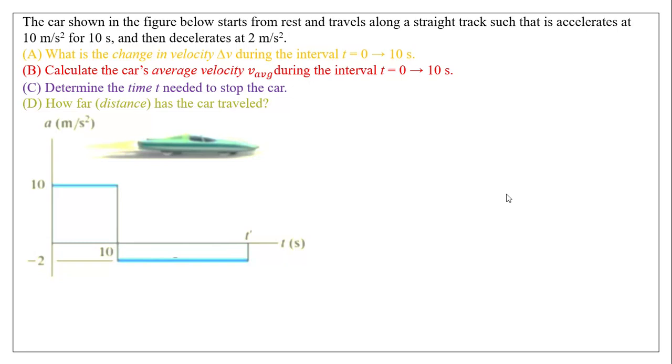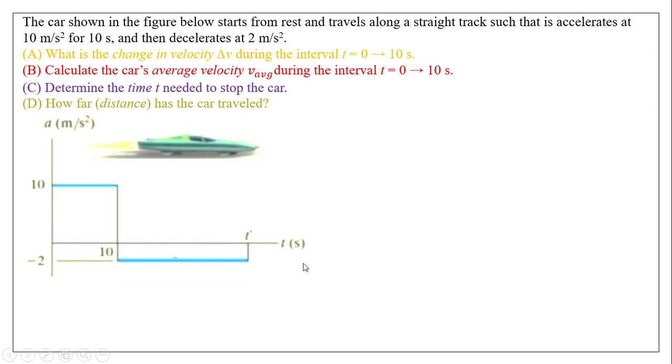All right, so here we have a car that starts from rest and it accelerates along a straight track. It says it accelerates at a rate of 10 meters per second squared for the first 10 seconds, and then it decelerates at 2 meters per second squared till whatever time here. Okay, so here's the graph. It shows the acceleration for the first 10 seconds is 10 meters per second squared, as shown in that blue line. And then a phenomenon occurs here where it starts to decelerate.